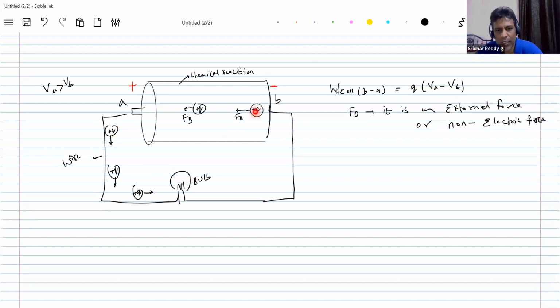Okay, now you see there is a movement of positive charge across the cell. The material of the cell will offer resistance. So this resistance will be introduced here.